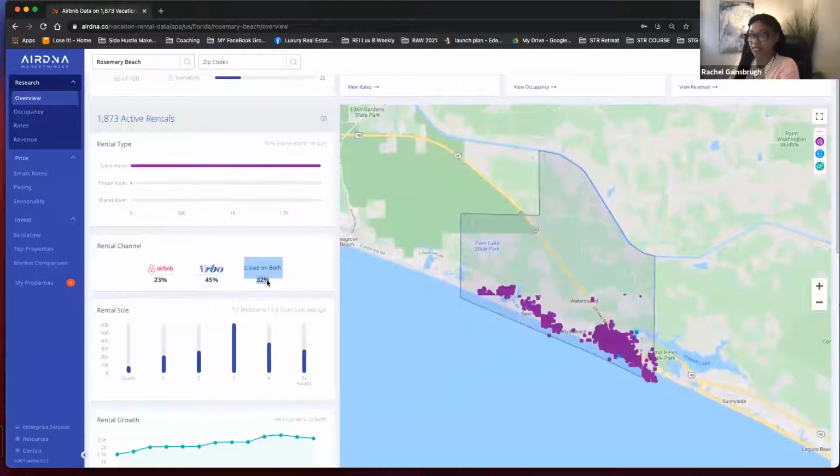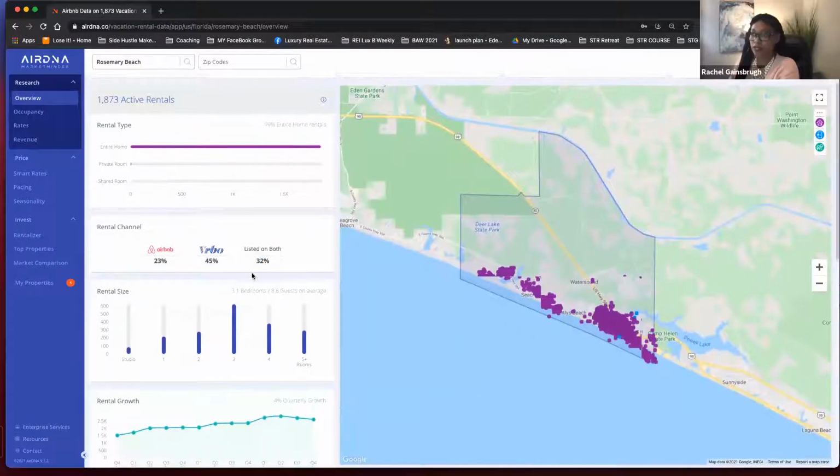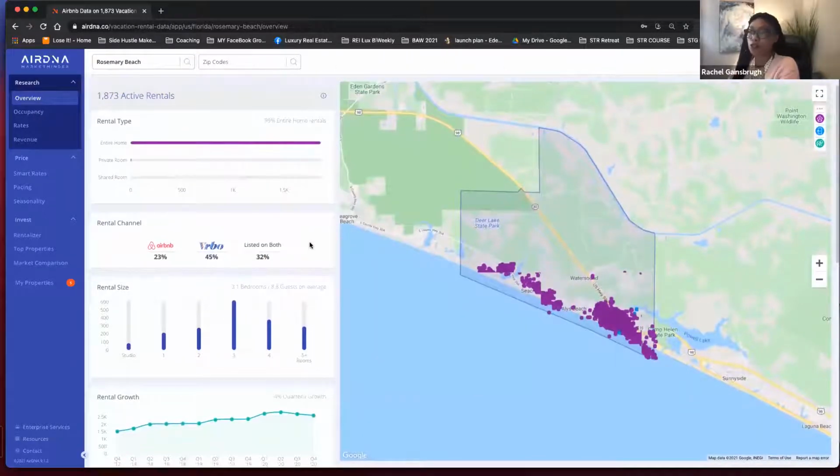However, when I get down here, this is a big deal for me right here, the rental channels. Most people, it seems like almost half is booking on Vrbo and only a quarter is booking on Airbnb. So it's like double the booking on Vrbo versus Airbnb, and 32% is booking on both. So this tells me a lot. Here's what this tells me.